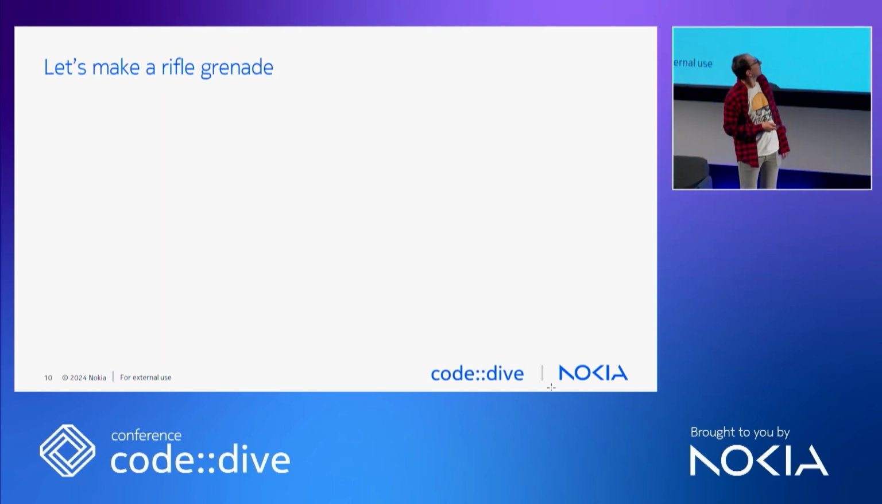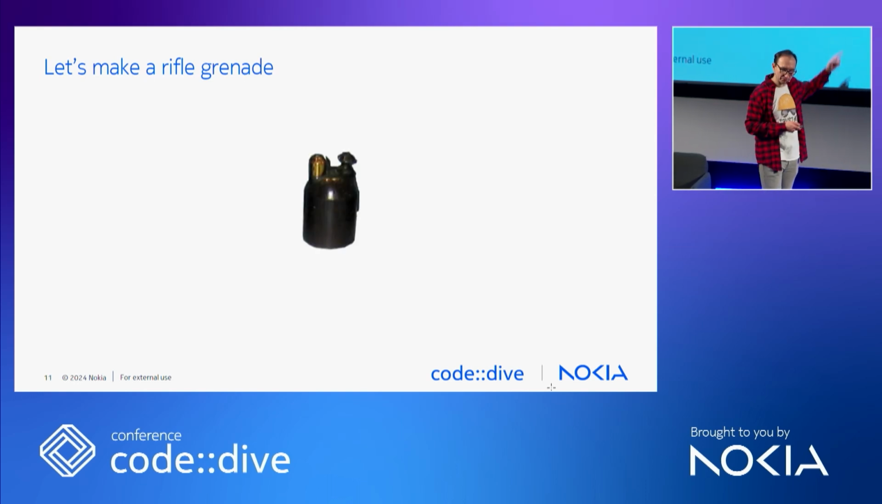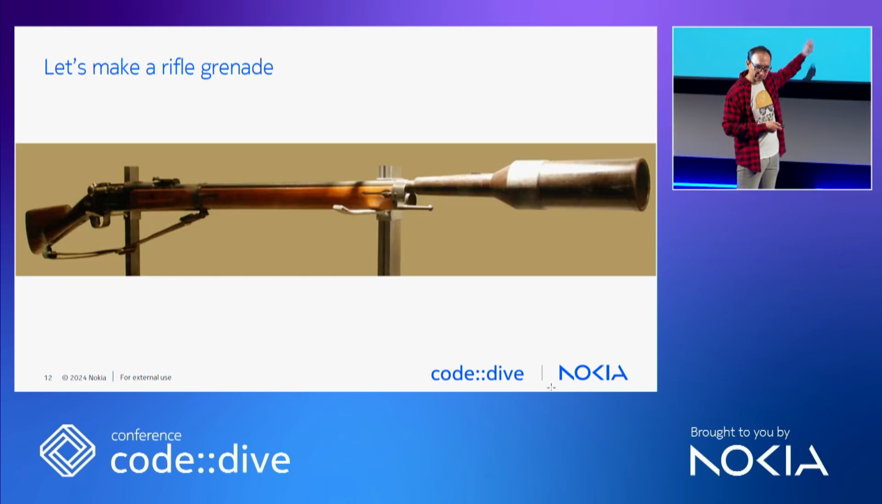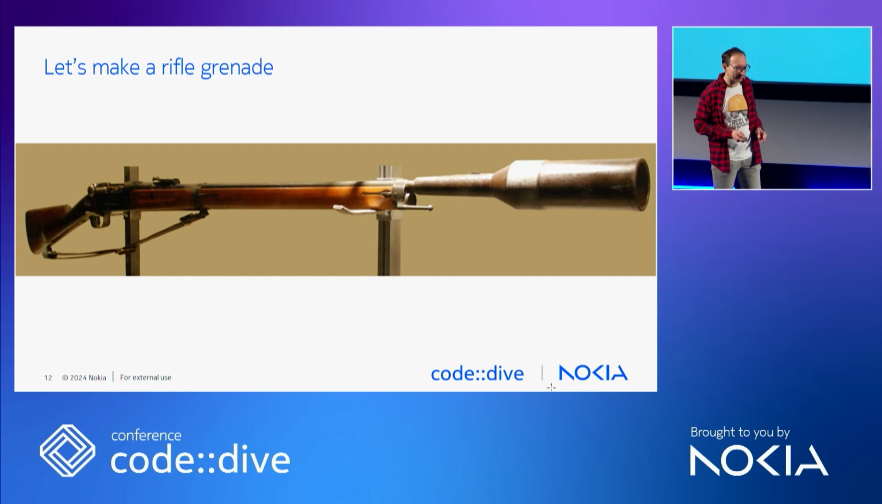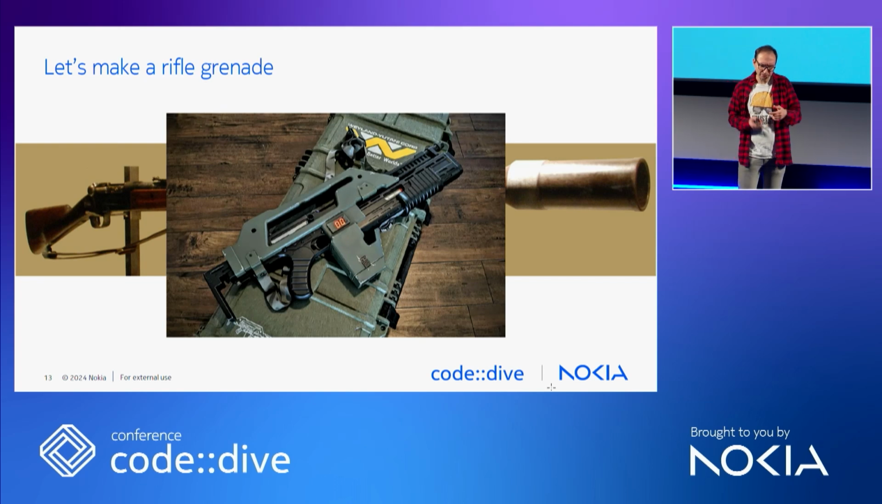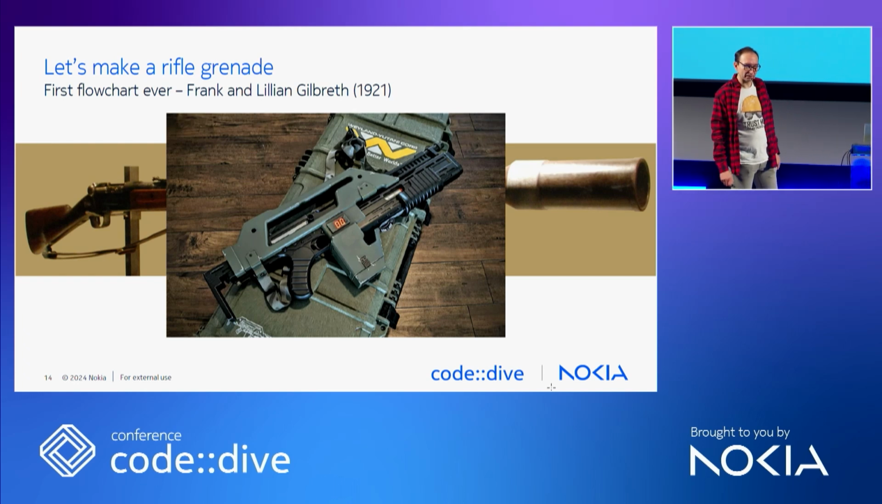Let's make a rifle grenade. Rifle grenades are things like that. You put those things into this, and you make other things go kaboom. By the way, we don't make those anymore like that. If you want to shoot a grenade from a rifle, you don't put the launcher on the barrel, you put it underneath the barrel. In 1921, two mechanical engineers, a pair, Frank and Lilian Gilbert, proposed a process description.